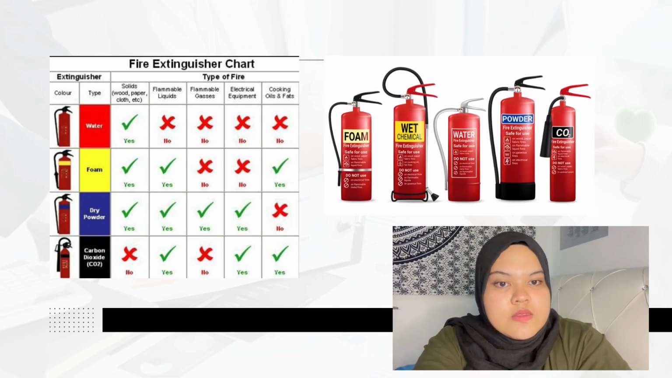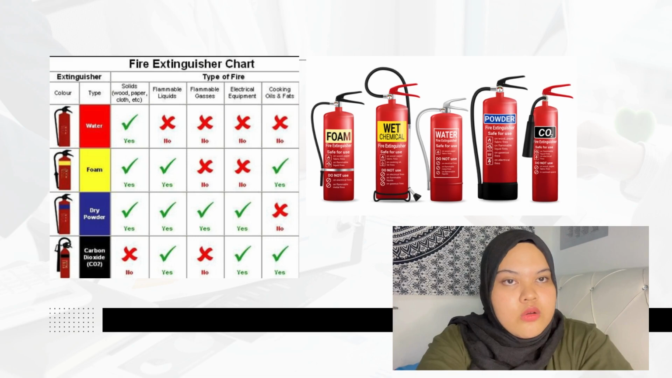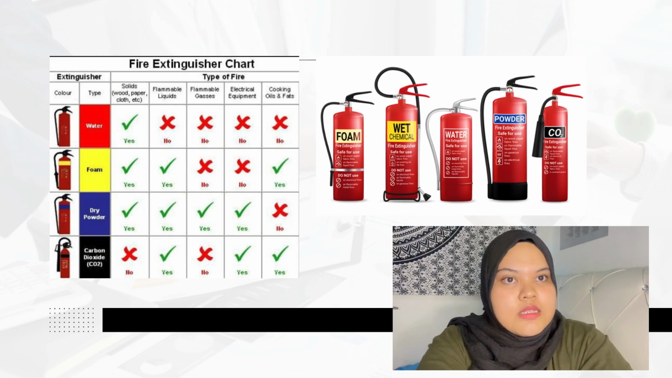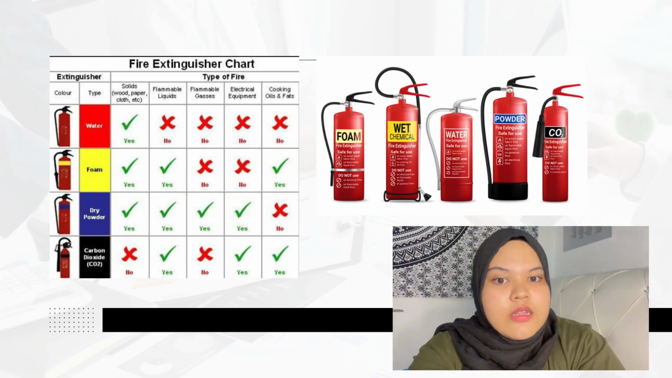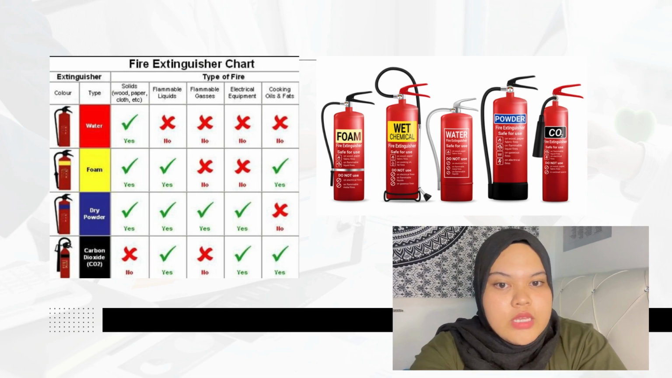From this fire extinguisher chart, we will be alert for which extinguisher label or code should be used in case of fire. The portable extinguishers that are available are soda acid water fire extinguisher, foam fire extinguisher, and carbon dioxide fire extinguisher.